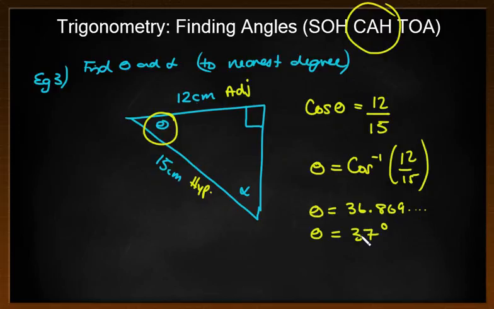Just for your interest, guys, if you did it to the nearest minute, it would have been 36 degrees and 52 minutes because it's below 30 seconds. But we don't want that, we want the nearest degree.